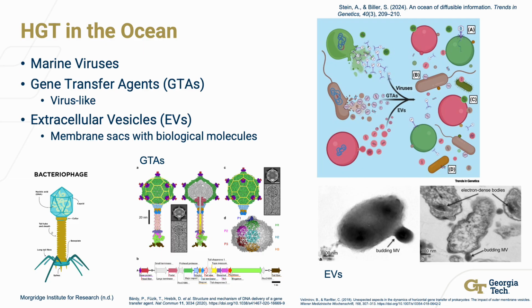There's also extracellular vesicles. These are small, typically 50 to 200 nanometers, membrane-bound sacs released from the surface of a cell. If you look in the bottom right corner, you can see there's actually a vesicle budding off of one of the bacteria. It basically just kind of pinches off, and inside of it are different materials such as DNA, RNA, proteins, and other biological molecules that can then be transported to other cells.